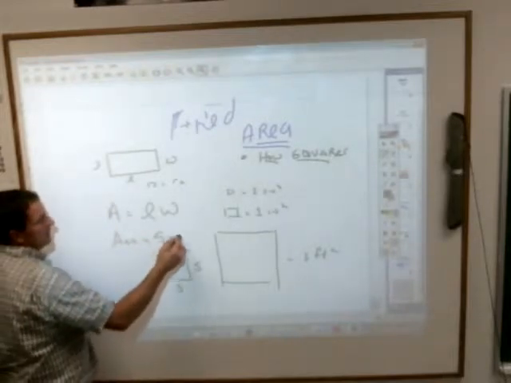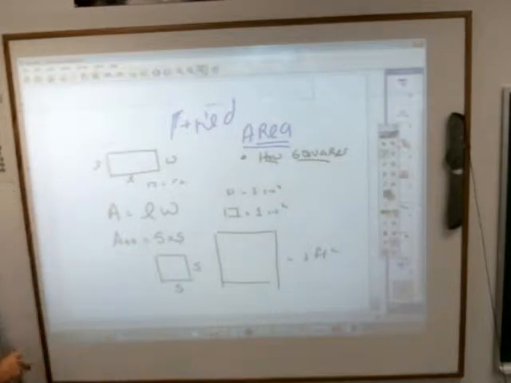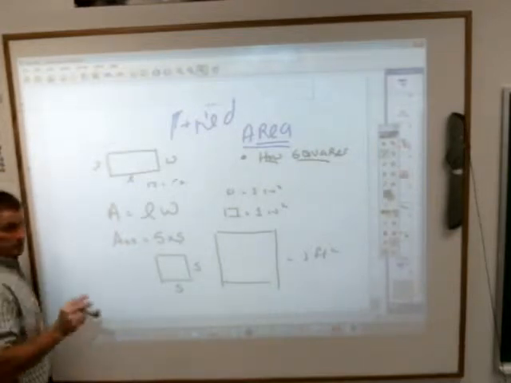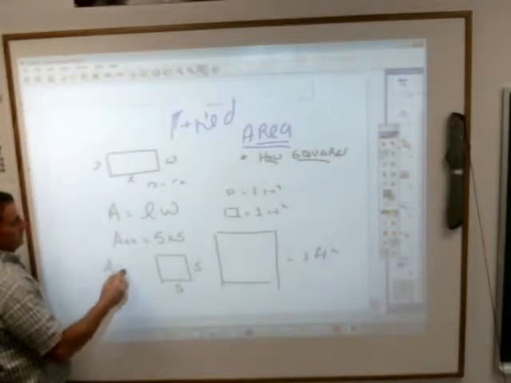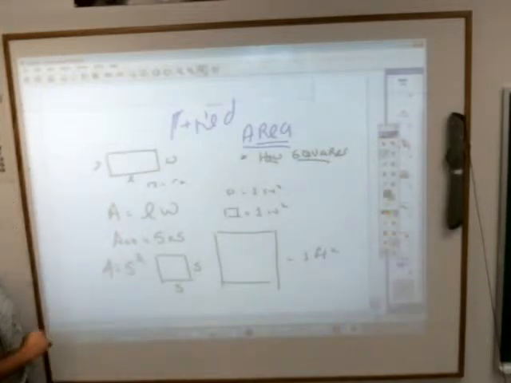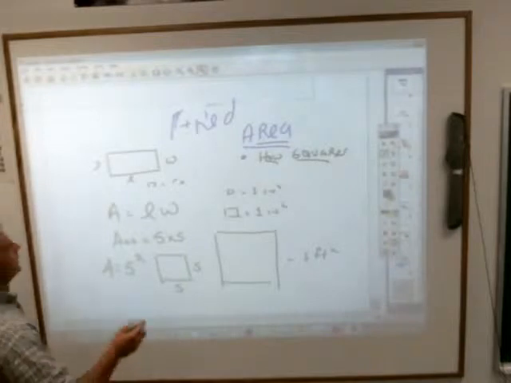I agree with your S times S or SS, but anytime you multiply the same thing by itself, it is, Emma? S squared. Area equals side squared. Good for you. Good for me.